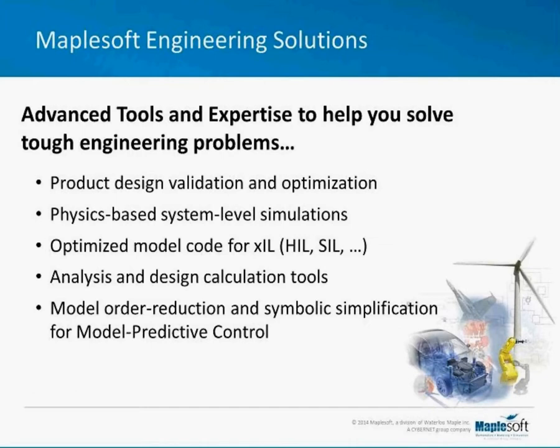And using those models, we can provide analysis tools and design tools that go through the model, and based on the requirements and the specifications of the users, they can easily and quickly look at what-if scenarios. Other areas of expertise that we can offer are model order reduction and symbolic simplification for use in model predictive control, which is something that our advanced research group will be taking on.